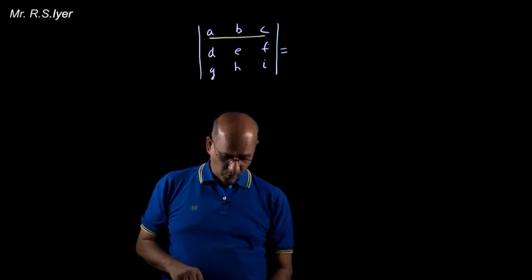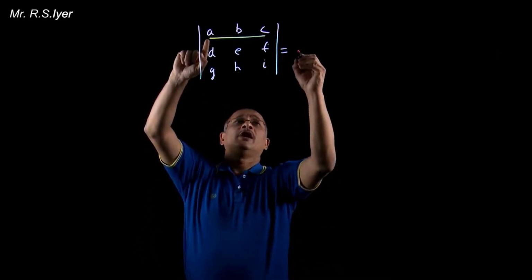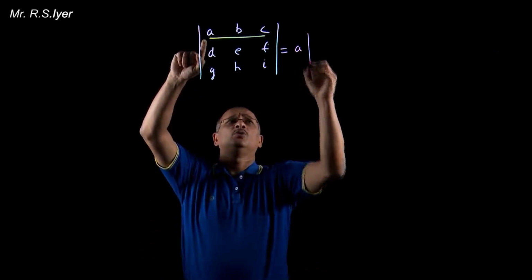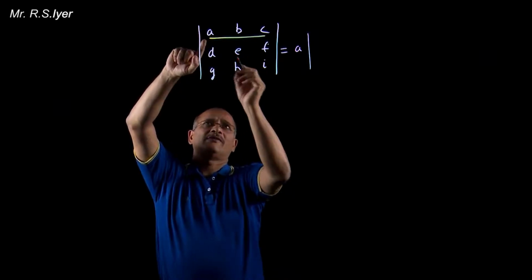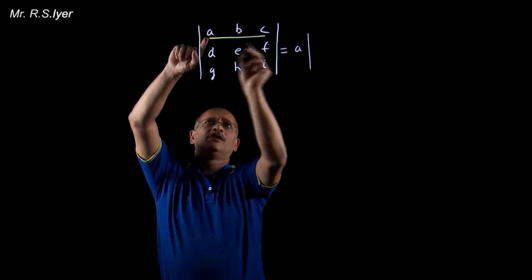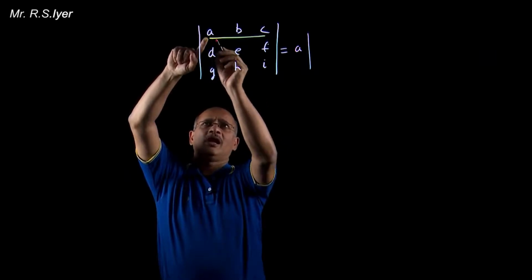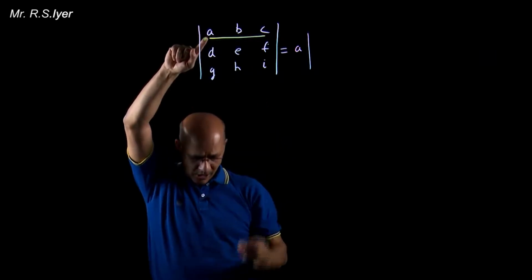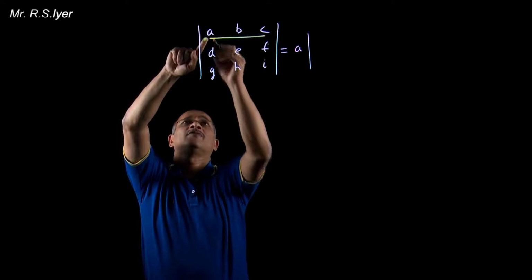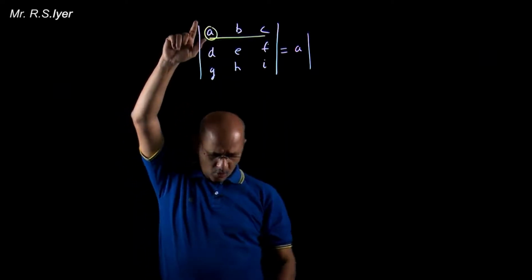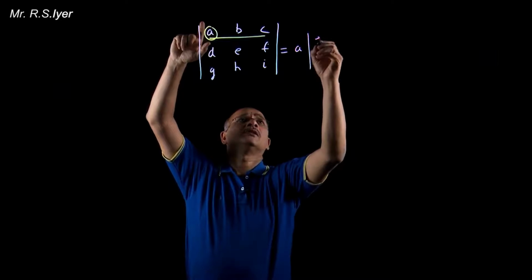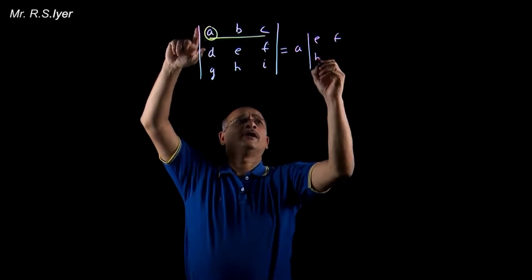First thing is A into its minor. Now what is this minor? I will share with you. Leave this row and leave this column. See, A is in the first position. Are you understanding this point? A is in the first position. So leave this row and leave this column. What is left out? This is E, F, H, I.